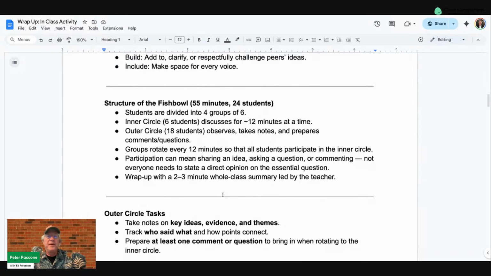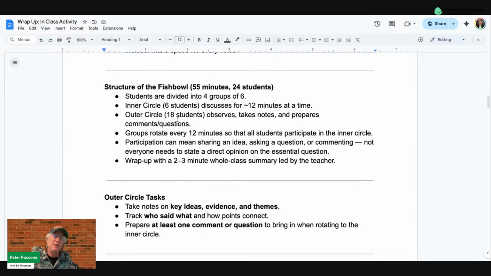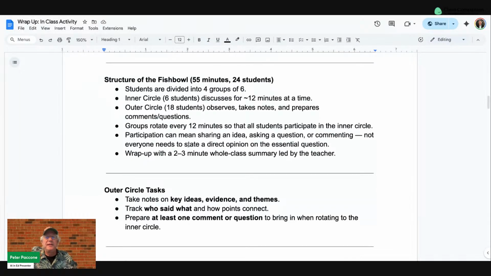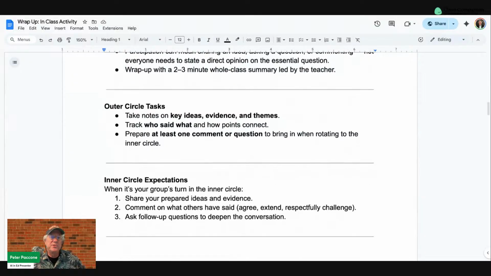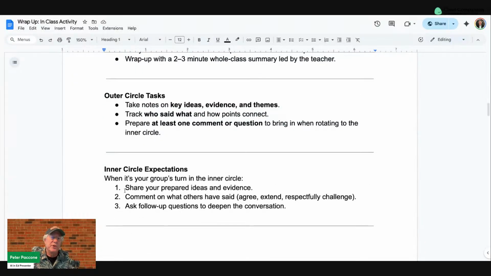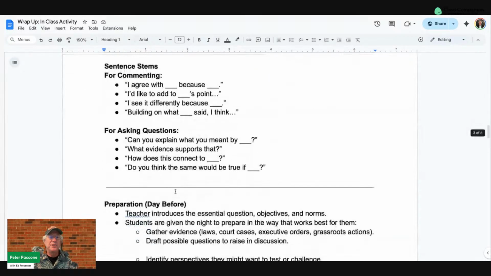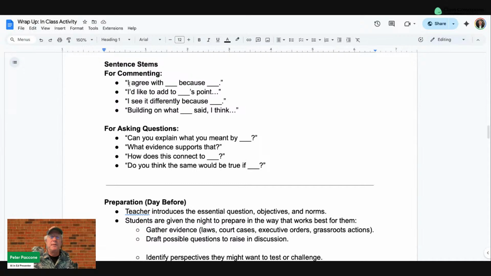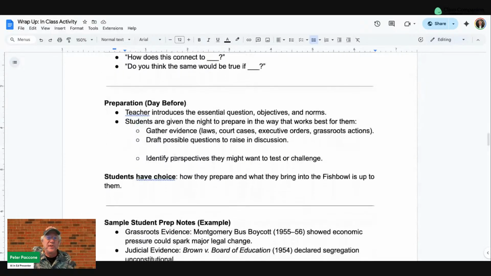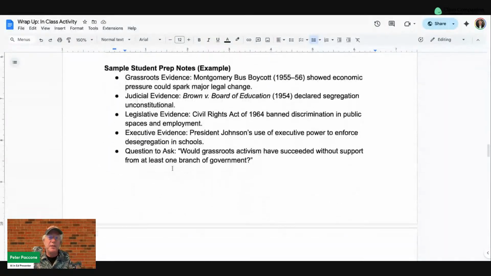Outer circle 12 minutes, rotate in the other groups, divide them into groups of 3, 18 in each group, 12 minutes each or something along that line. Outer circle task, inner circle expectations, sentence stems, because the point is you're not just going to be saying, "Hey, this is what I think," but also whether you agree with somebody, or how do you ask a question, or if you disagree, what might you say, how do you introduce that? And then the preparation day before instructions.